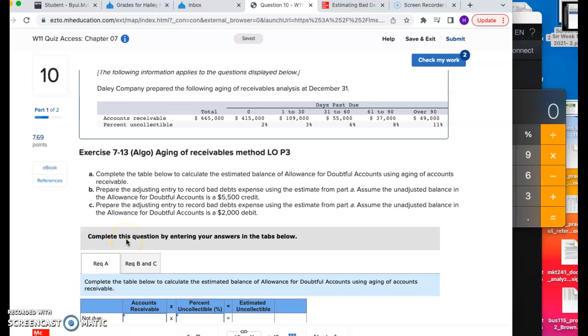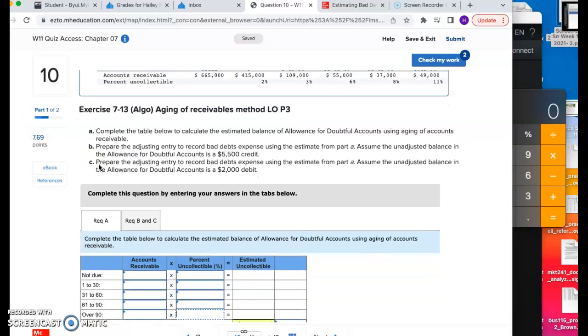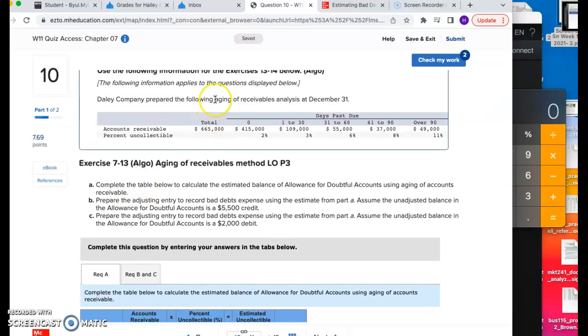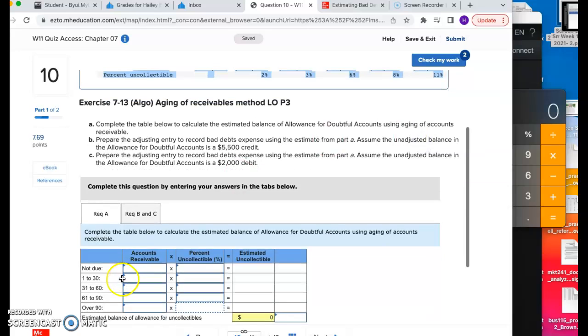Okay, so let's just go ahead and get started here. I was assigned to do Chapter 7, Quiz Access, Problems 10 and 11. So, for this first part here, it is really simple because we're just taking this aging of receivables analysis and we're literally putting this chart down here.